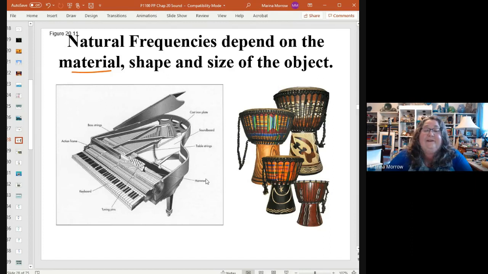So objects will have natural resonant frequencies. A piano has many strings of different lengths. And that's one reason the best pianos have this curved shape, so that they can resonate in many frequencies.